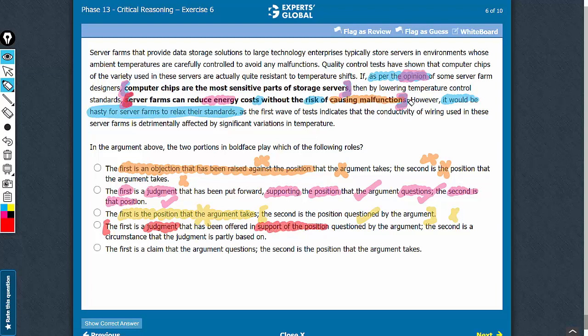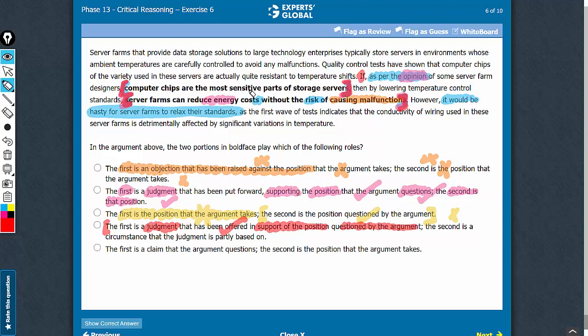This is the position, the second boldface, questioned by the argument. Yes, the argument questions the second boldface, the position in question here. So this part is perfectly alright. Look at the second part. The second is a circumstance that the judgment is partly based on. No, it's a very interesting answer choice. Some students will select it, but this is not correct. It is the other way around. The second boldface is based on the first boldface. It is not that the first boldface is based on the second boldface.